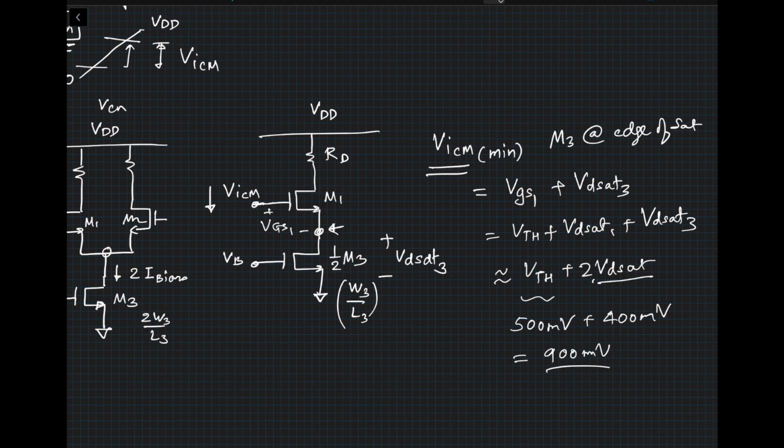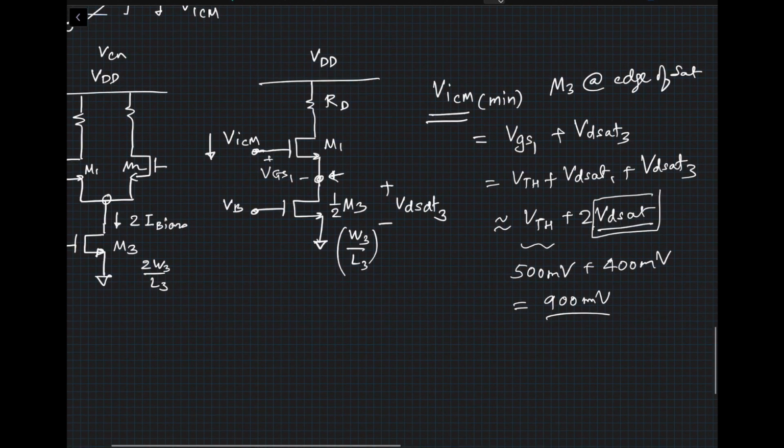So you can immediately tell that if I choose an NMOS diff pair, then my minimum input DC common mode voltage has to be at least 900 millivolts to keep the device in saturation. The only way I can reduce that is by reducing my VDSat. If I choose a VDSat of 100 millivolts, then I will probably get 700 millivolts. This is the way you do your minimum input common mode voltage calculation.